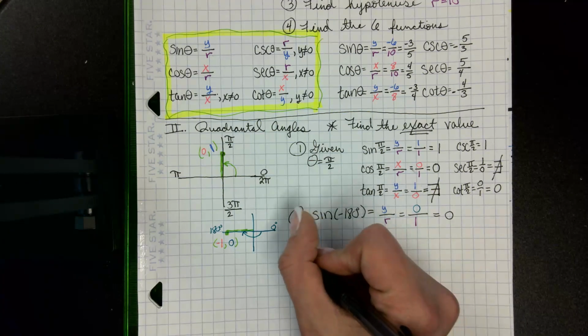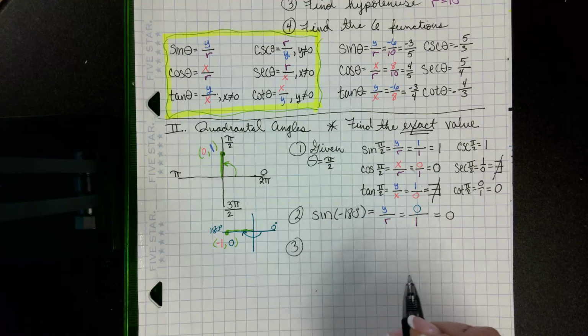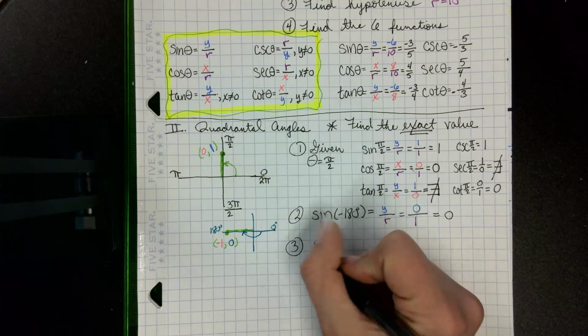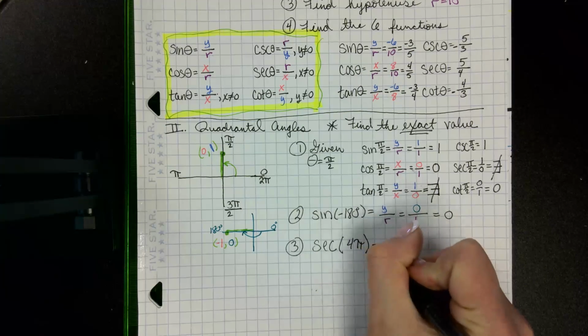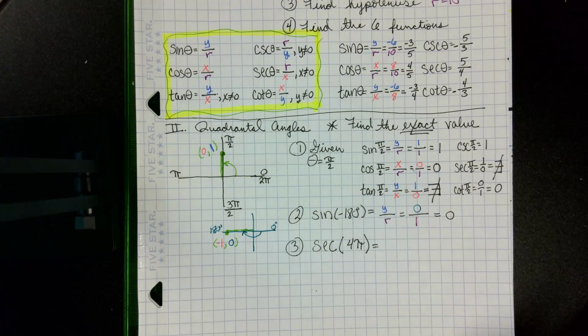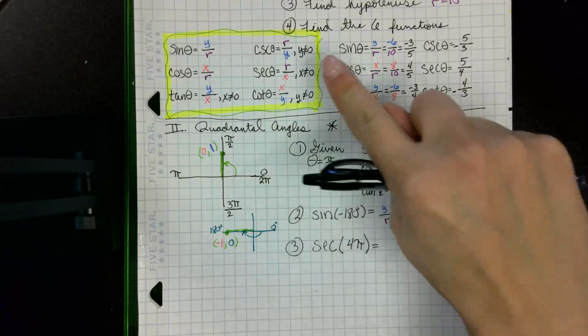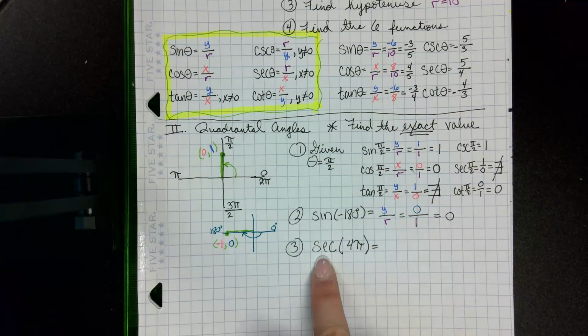Let's do one more. Last one. Secant of 4 pi. Secant of 4 pi equals what? So before I told you whenever you have secant or cotangent, you would just flip it into the other one. Do the reciprocal of it. It's good to think about that, but now that we have this little chart, you can think secant with cosine, and I know cosine is x over r, so secant would be r over x.